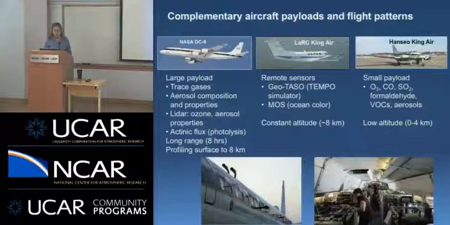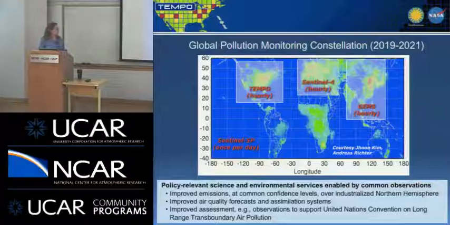The NASA Langley King Air had a couple of remote sensors, so it just stayed flying high and sort of simulated a satellite. So GeoTASO is a copy of the TEMPO instrument that will be launched in a couple of years. MOS provides ocean color similar to the GOCI instrument that's currently flying. So it stayed up high at 8 kilometers and tried to stay out of air traffic. And the Koreans' King Air from Hanseo University had a small payload with just a few in situ measurements of a key species. And it primarily stayed at low altitude, and being small could maneuver to sample surface sites better.